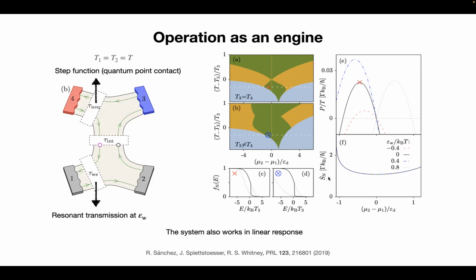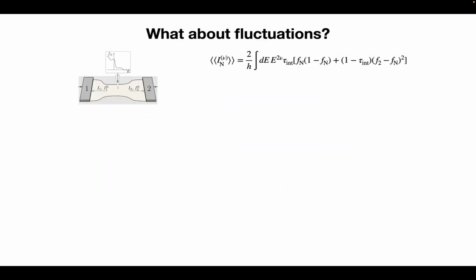All right, so then what about the fluctuations? Finally, we come to the final point. So the first thing to notice is, let's write down the fluctuations of the incoming current from the non-equilibrium part into the working substance. So you can do the calculation and you find this expression here. And remember, this tau int is the interface transmission function.